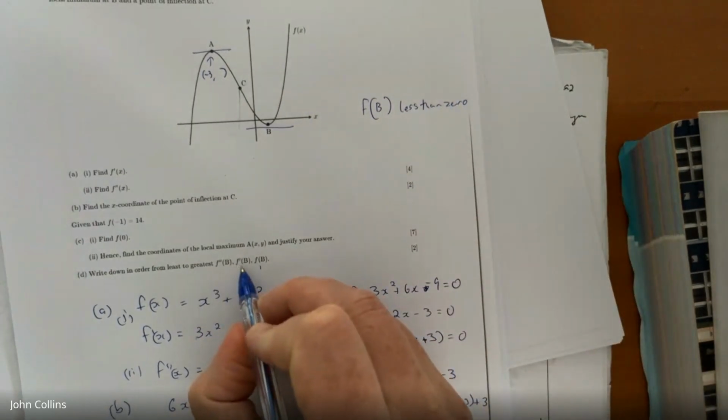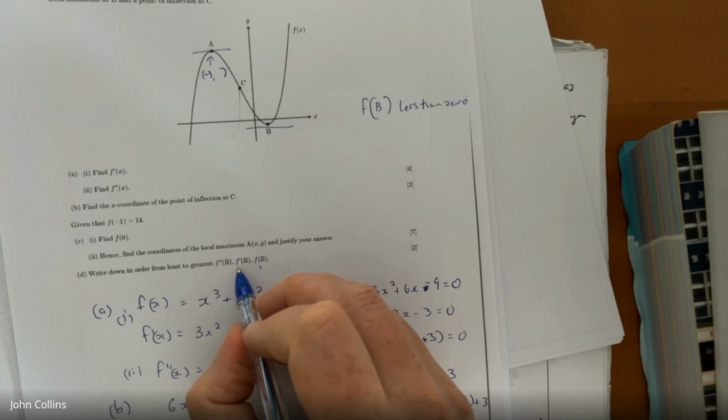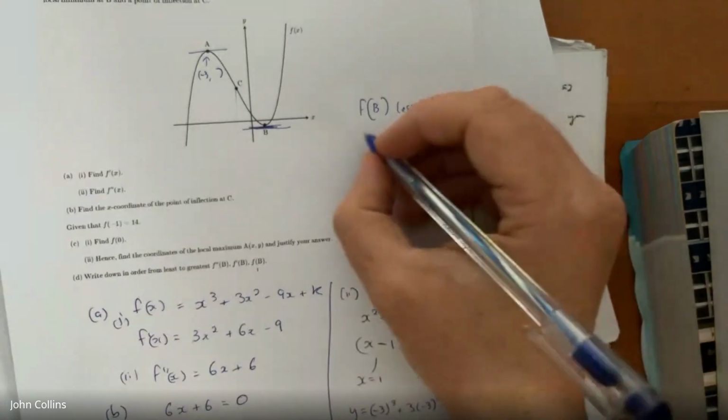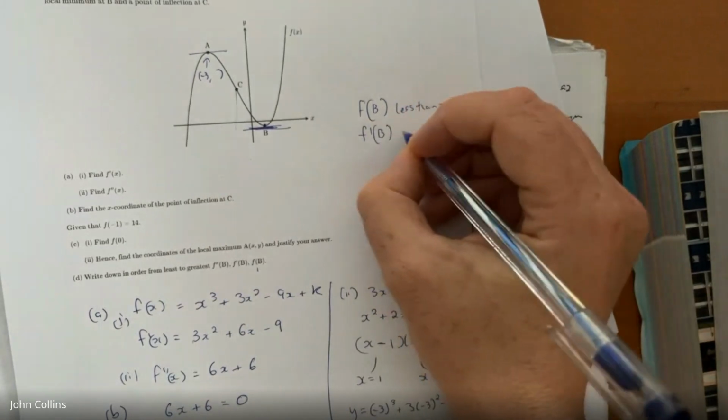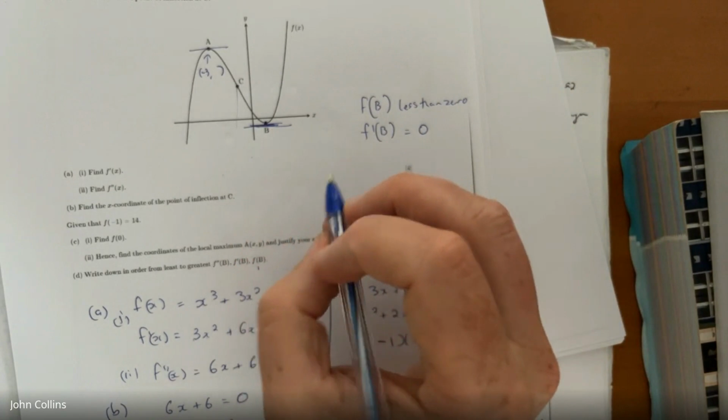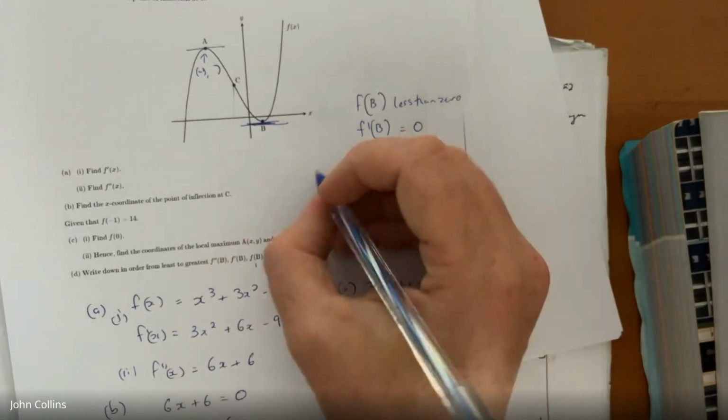The first derivative at B is going to be, that's at the minimum. So the first derivative is 0 at B. So the first derivative at B is equal to 0 because it is right here at the minimum. And what's the second derivative at B going to be?